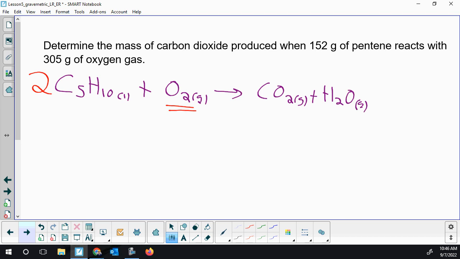This now gives me 2 times 10, 20 hydrogen. So I'm going to need 10 water. That gives me an even number of O there. I have 2 times 5, 10 carbons. So I have 10 CO2. When I count up all the oxygen, the 20 from the CO2, the 10 from the water, that's 30. So I need 15 pairs of oxygen.